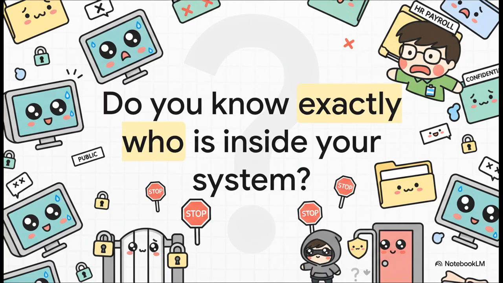But insider threats, even the purely accidental ones, caused by sloppy system architecture, are just as dangerous and way more common. That kind of unauthorized access can lead to massive security breaches or identity theft. So, we've got to start by getting a firm, uncompromising grip on exactly who is walking through the front door.